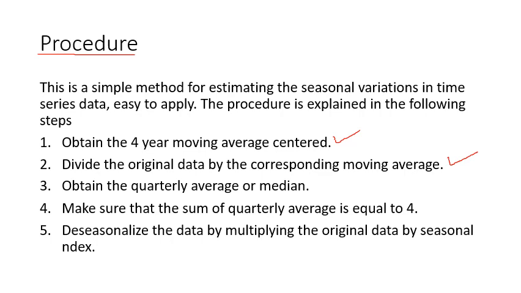Then we arrange the data in years and columns and then obtain the quarterly average or median, and make sure the sum of the quarterly averages is equal to 4. If it is equal to 4, then it's okay, and we move to our next step. If not, then we make a seasonal adjustment. Deseasonalize the data by multiplying the original data by the seasonal index.